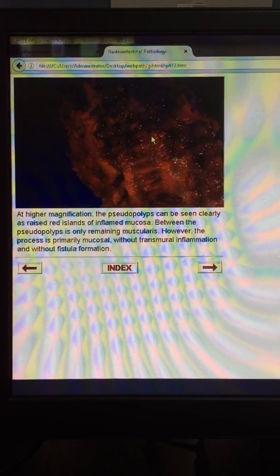This is a close view of pseudopolyps. This part represents the ulcerated mucosa here, and these pseudopolyps represent the remaining inflamed mucosa forming pseudopolypoid structures.